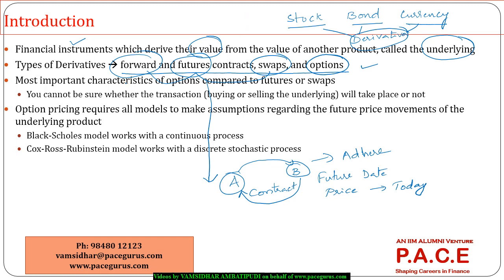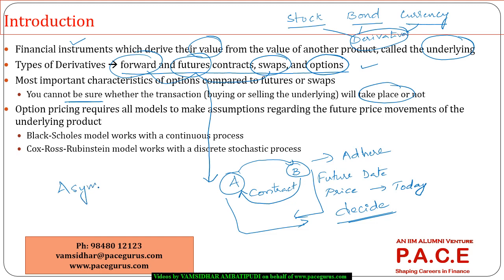Whereas it is the option where one of the parties is actually taking an option to decide whether they want to go ahead with the contract or they want to get out of the contract. So in the case of options, we cannot be sure whether the transaction will take place or not. When I am saying transaction, I mean buying or selling the underlying. There is some uncertainty regarding that, because one of the parties, either the buyer or the seller, will have an option to either go ahead with the contract or get out of the contract. Because of this kind of asymmetric behavior, why asymmetric behavior?